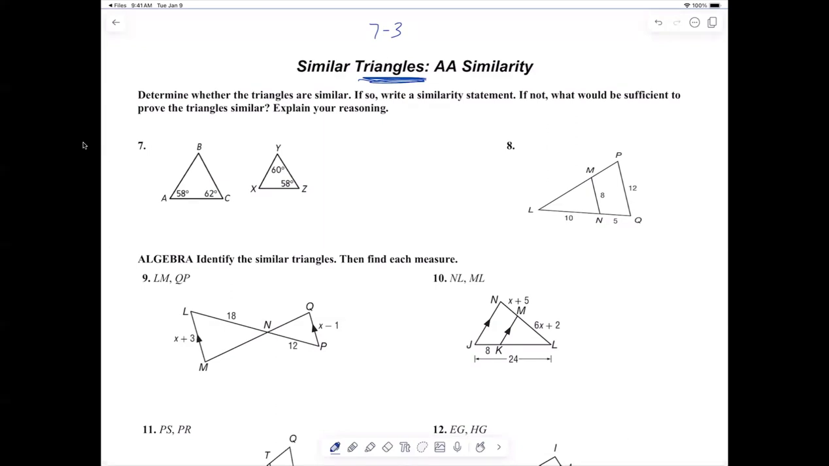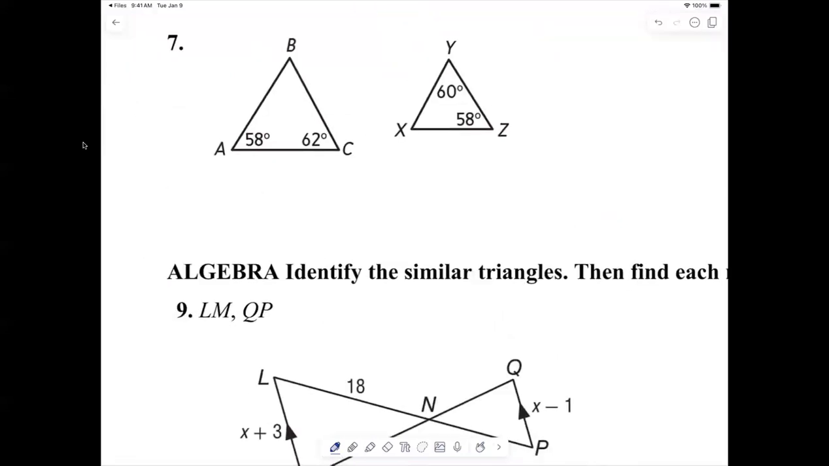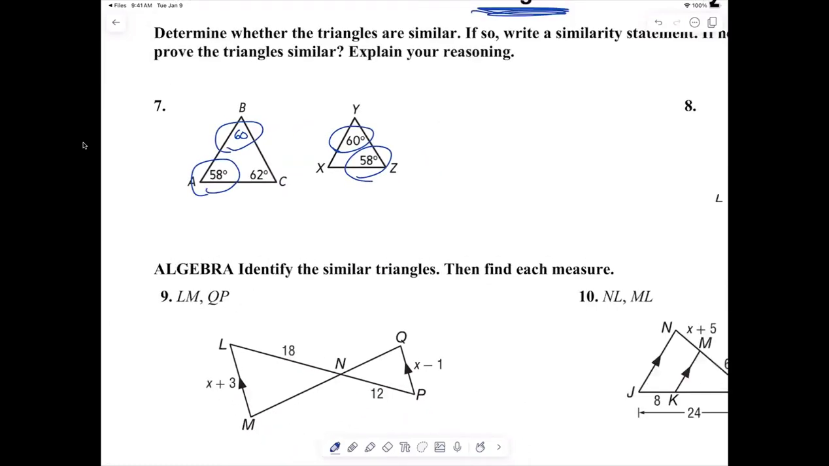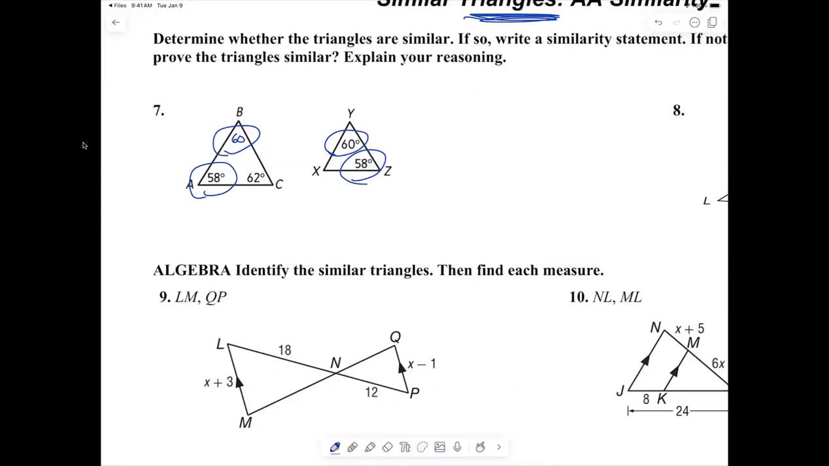All right. So let's take a look at this over here. So for question number 7, angle B would be what? Do we agree angle B would be 60? Yeah. Now, are they similar? There's a 60 and a 58, a 60 and a 58, correct? So we would say they are similar by angle similarity.